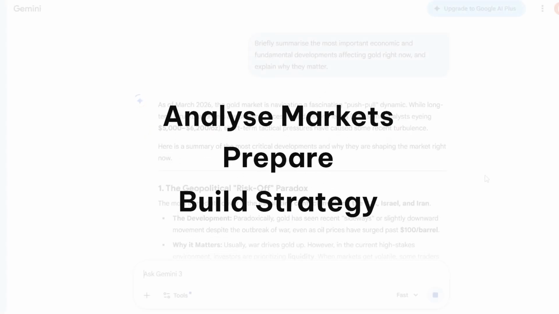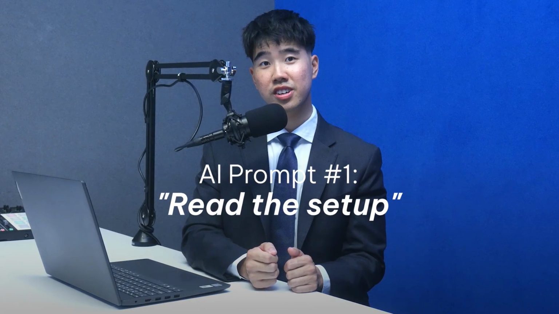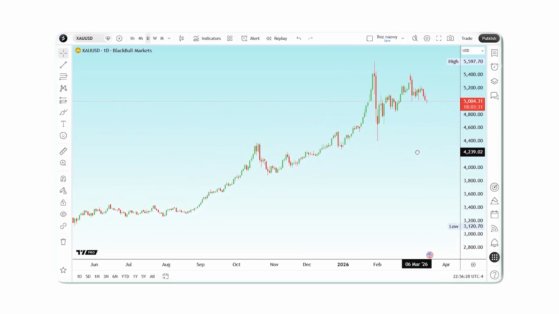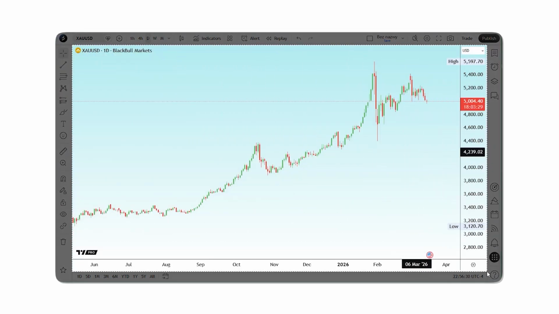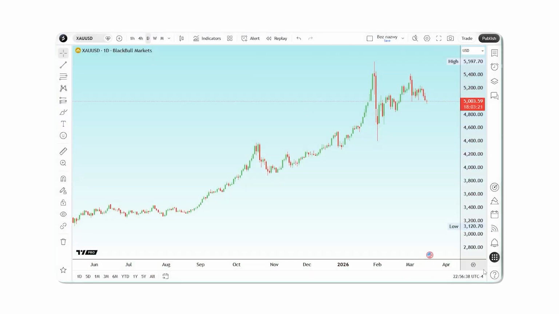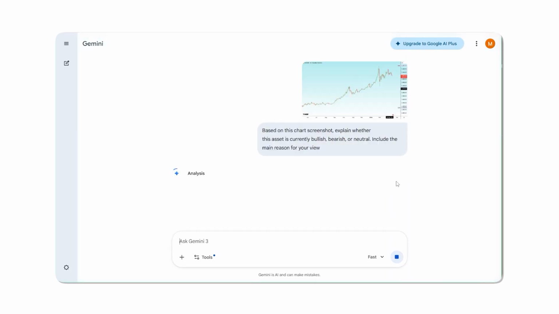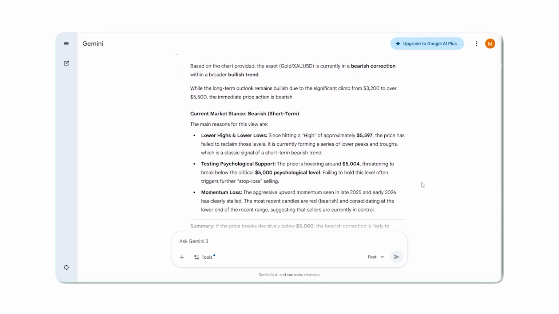The first prompt is to ask the AI to explain whether a setup is bullish, bearish, or neutral. This is useful because it helps you understand the logic behind a market structure instead of just guessing the direction. You can take the screenshot of the chart from TradingView, MetaTrader, or cTrader, then ask it to explain whether the setup looks bullish, bearish, or neutral and why. For example, you could ask, based on this chart screenshot, explain whether this asset is currently bullish, bearish, or neutral. Include the main reason for your view.